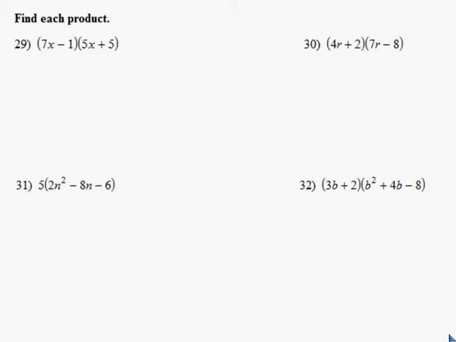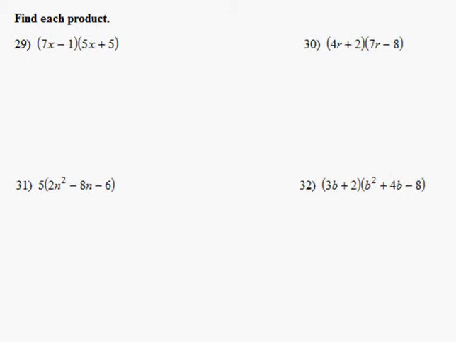In these few problems, we want to find the product. And we're multiplying some polynomials here. And so what we do is we really just use the distributive property. And we make sure we multiply each term in one by each term in the other.